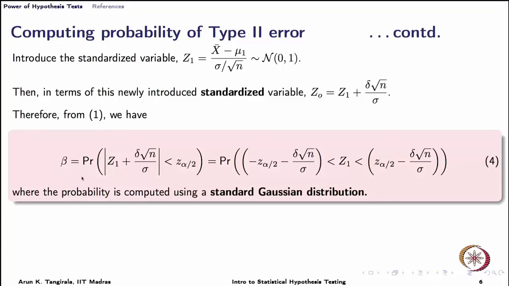So, beta is the probability that the magnitude of Z1 plus delta root n by sigma is less than Z alpha by 2, and which now upon further expanding and rewriting in terms of Z1, we have beta as the probability that Z1 lies in the interval with the left bound as minus Z alpha by 2 minus delta root n by sigma, and the right bound of the interval is Z alpha by 2 minus delta root n by sigma. That is it. So, do we have everything to compute beta?